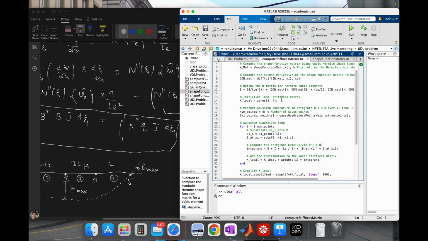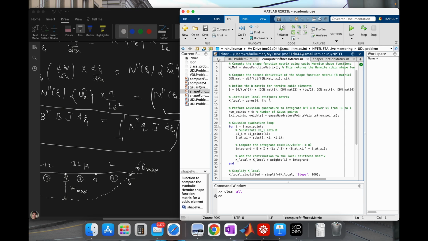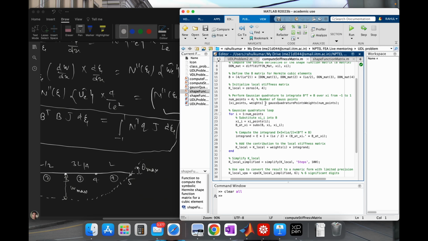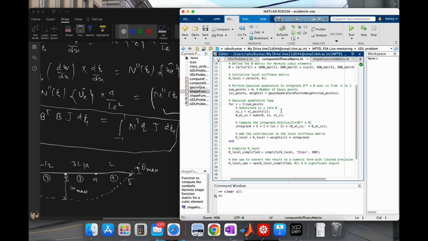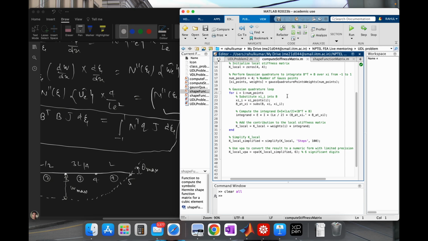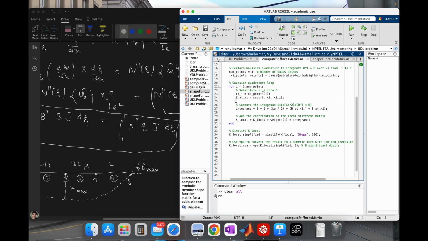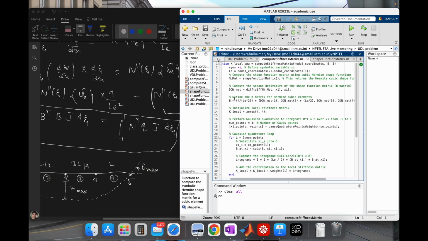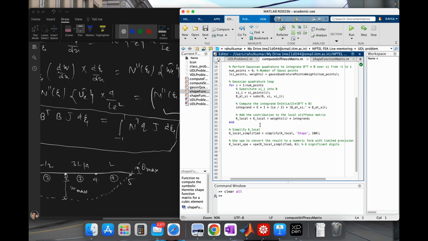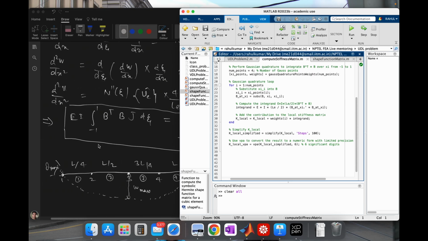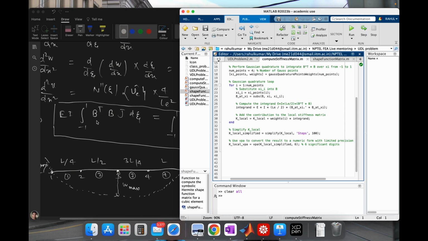And this is the k local, which we already know should be a 4 by 4 matrix. I am using 4 integration points for each element, since it is a cubic Hermite polynomial, so it will provide xi points and weights. After getting xi and weights, it will first substitute in B. And this is B. The integrand, we already know, is EI B transpose B and J.